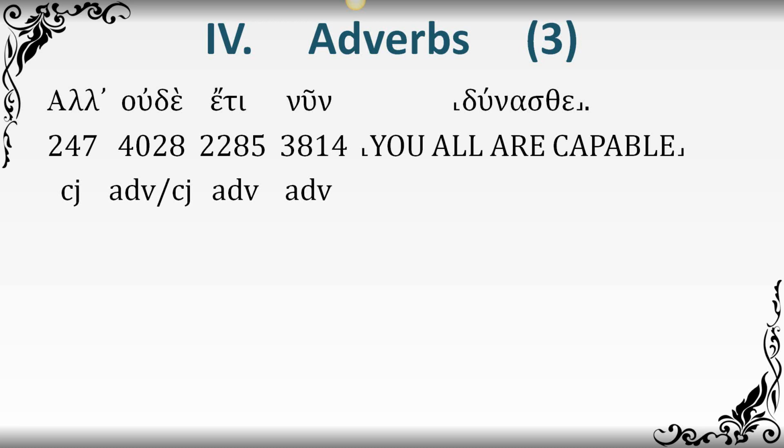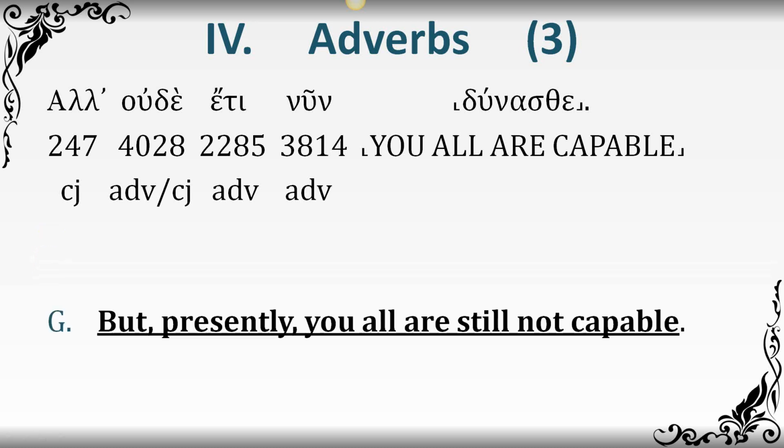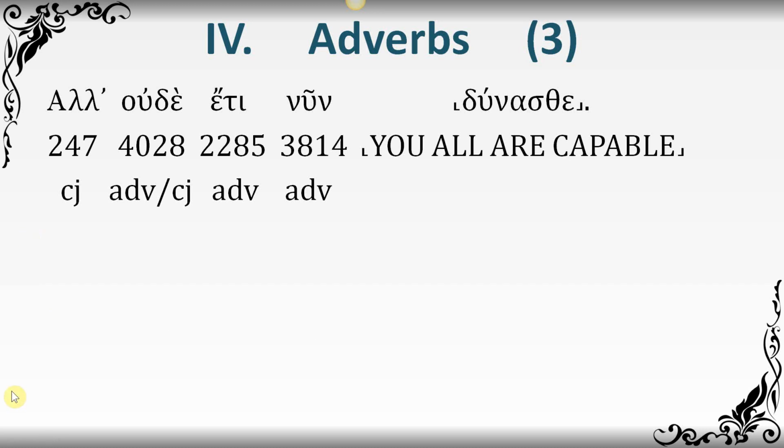So just to keep track of this, what did you guys get for the alla at the front? But. Yeah, I mean, the first one was but. It's neither nor. So you got but, and then the oude.